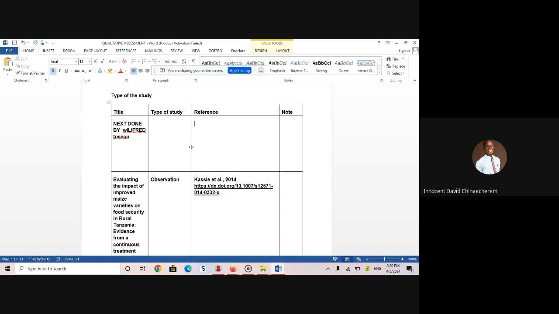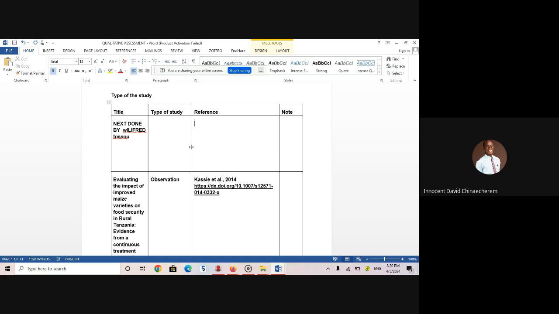So when you want to do a systematic review, we all know that systematic review involves the inclusion of primary papers. And for you to include these primary papers, we need to be sure that they have been properly conducted for us to include them into our systematic review.